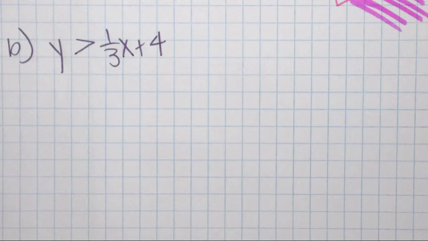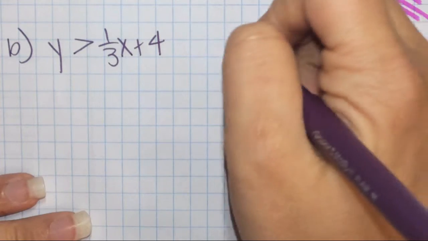Caroline, are you with us? Alright, so do we have to solve this one for y? No, because it's already in slope-intercept form. So what can we go right to doing? Graphing.